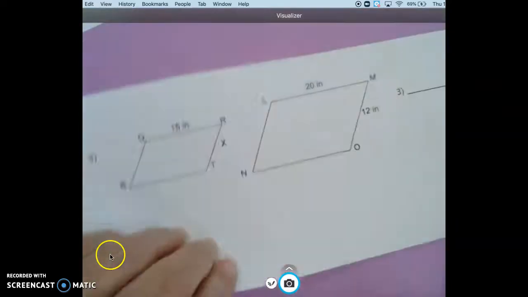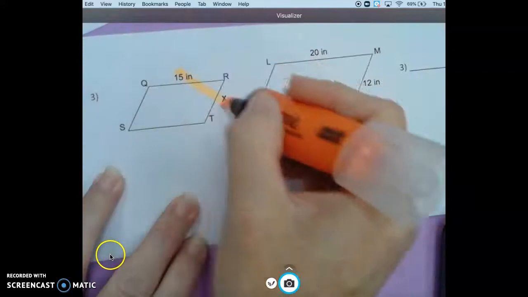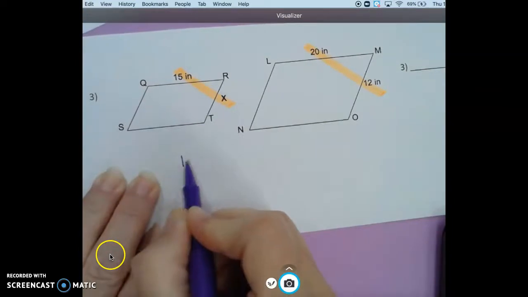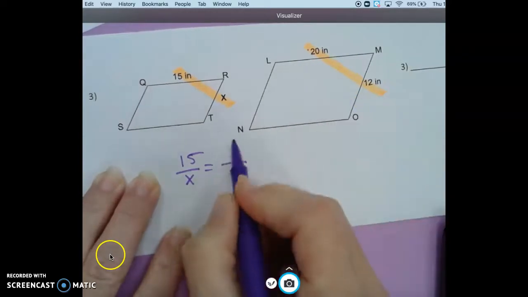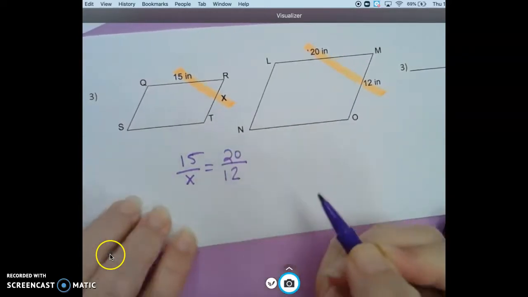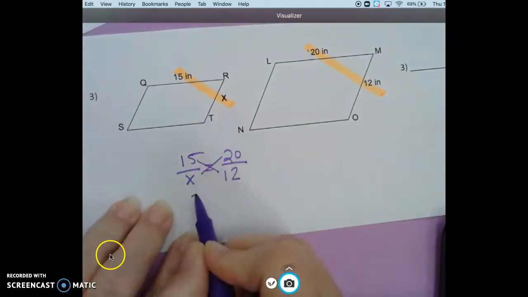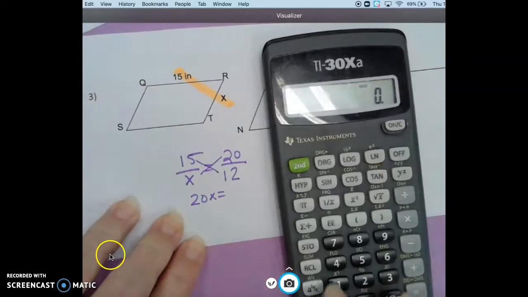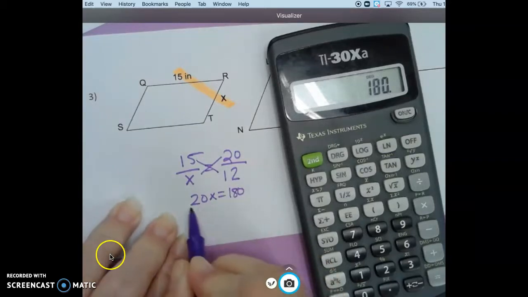Okay, let's try another one. And we're going to do several of these. If I look at this one, if I put 15 over x, then I would need to do 20 over 12. Keep everything consistent. So if I multiply my diagonals, I like to start wherever my variable is. So I do 20x equals, and then if I have 15 times 12, 180, and I'm going to divide both sides by 20.